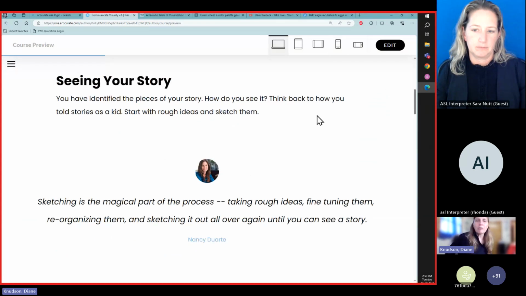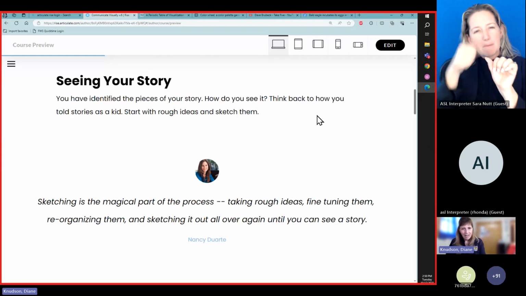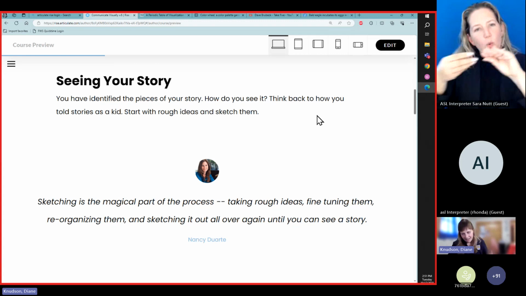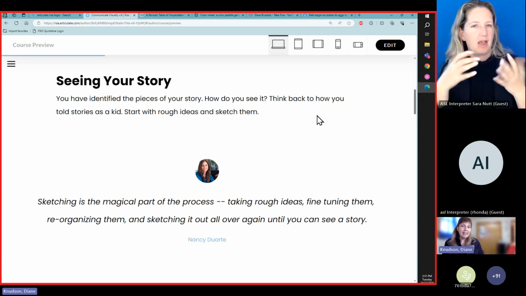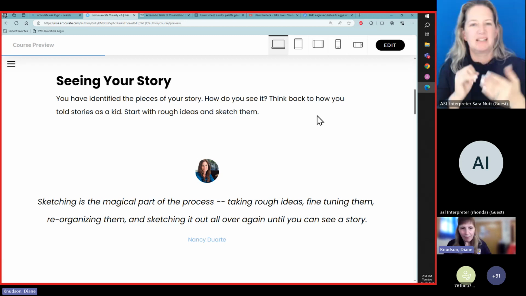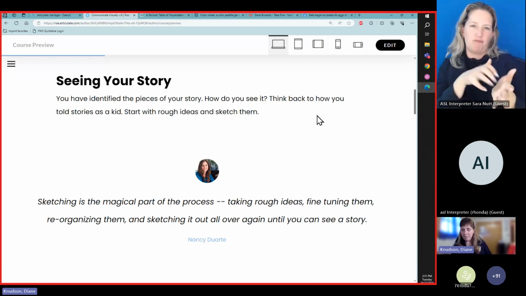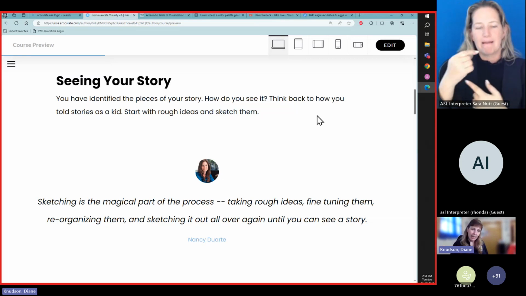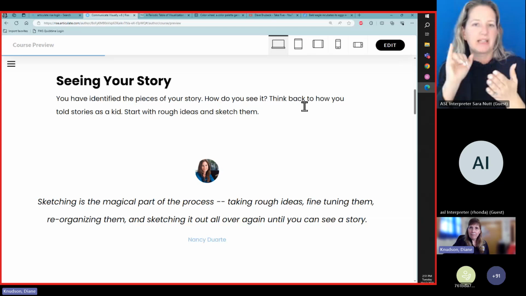So think about how you told stories when you were a kid. How did you see it? You probably made a lot of little cartoon drawings. Again, Nancy Duarte says that sketching is the magical part of the process. That's when you take rough ideas and make sketches of them and fine tune and refine them till you can lay them out and see the story of your data.